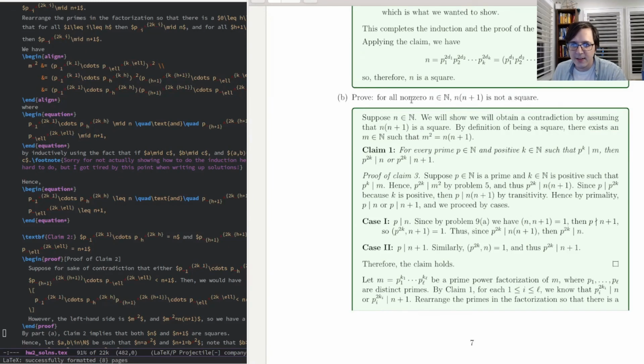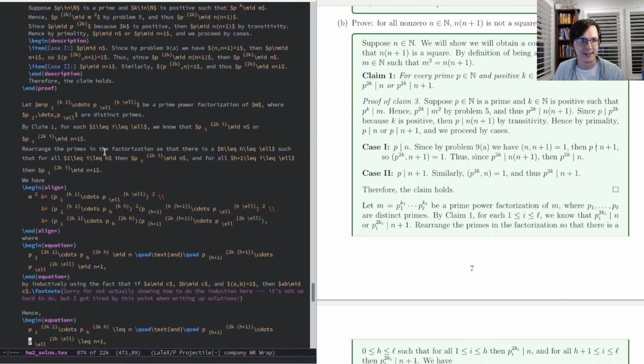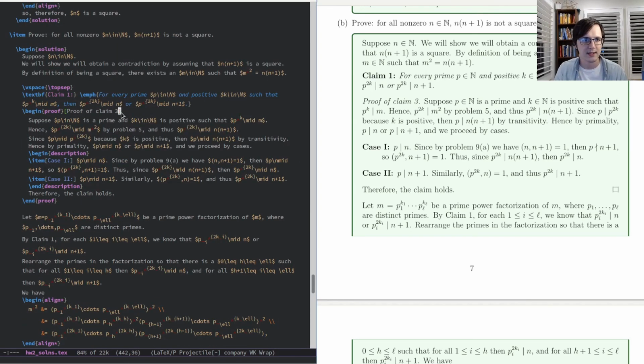Let's look through it. So for all non-zero n, n times n plus 1 is not a square. So let's suppose we have an n, and we obtain a contradiction by assuming that it is a square. And then by definition there's some m where m squared is that. And so then what we do is we look at every prime power that divides m and then conclude that, since by a previous problem they're coprime, that prime power must divide one or the other. So, proof of claim 3.